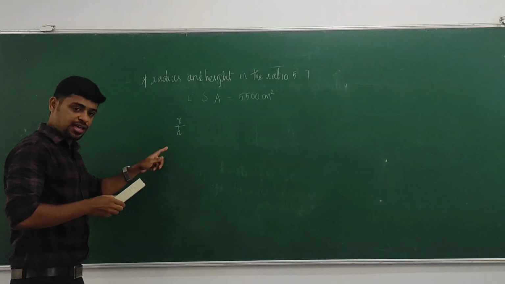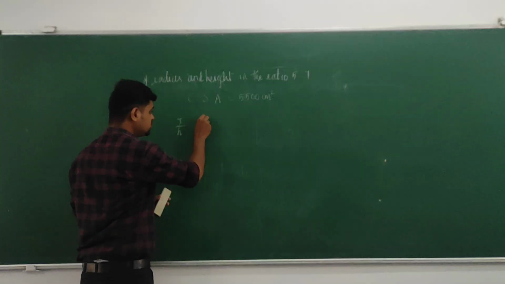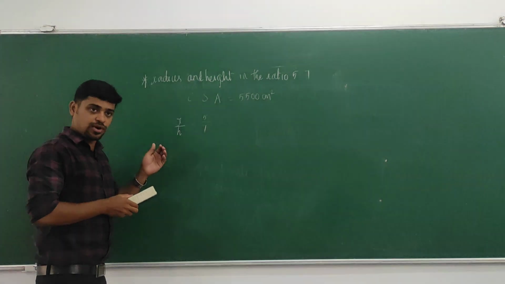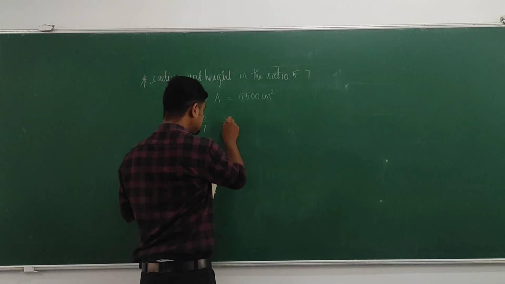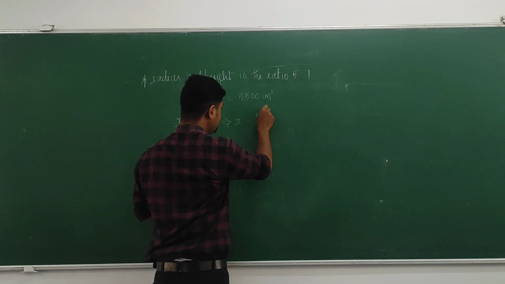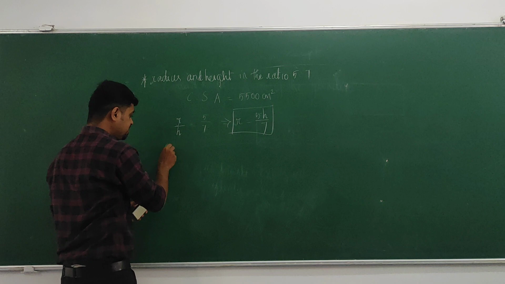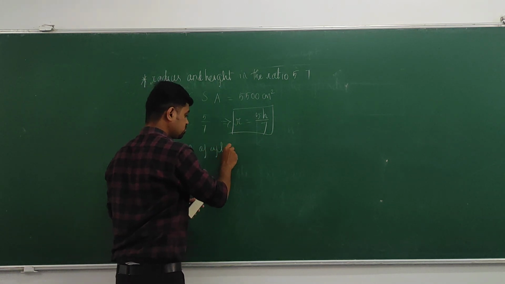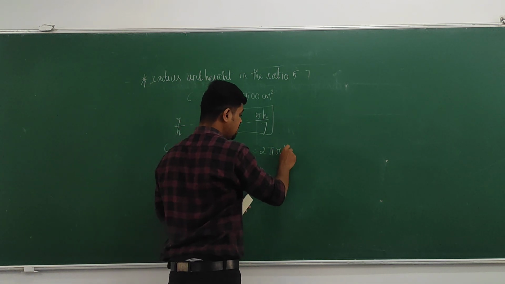So r divided by h is equal to, we know the ratio also, right? So 5 divided by 7. Now what we can do is we'll take any one particular term in terms of the other term, so we can say this r will be equal to 5h divided by 7. Now we know our curved surface area formula. Curved surface area of cylinder is equal to 2 into pi into r into h square units.